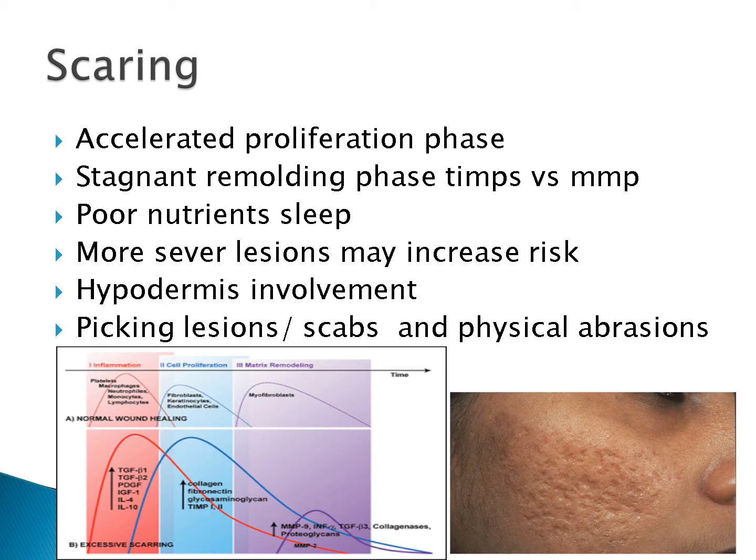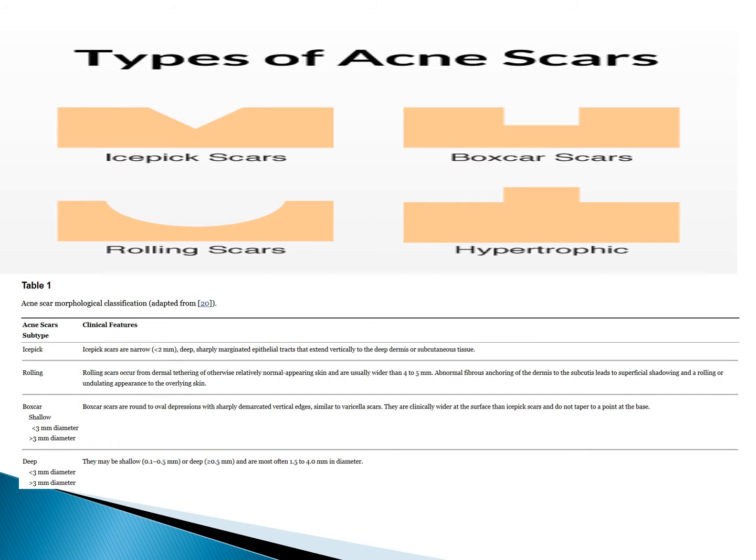So there are risk factors for scars, and it's suggested that one of them is more severe lesions, but we're going to take a break on that for a moment and move on, because this is definitely a complex topic that involves many different areas. So there are different types of acne scars. There are ice pick scars, boxcar scars, rolling scars, and hypertrophic scars.